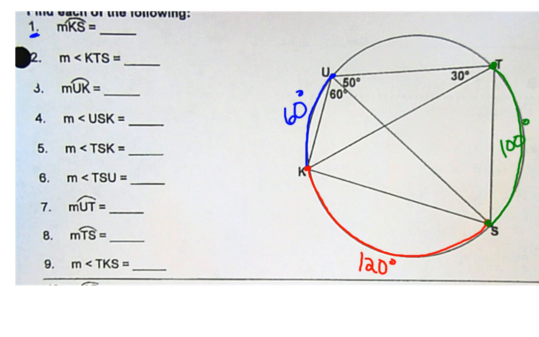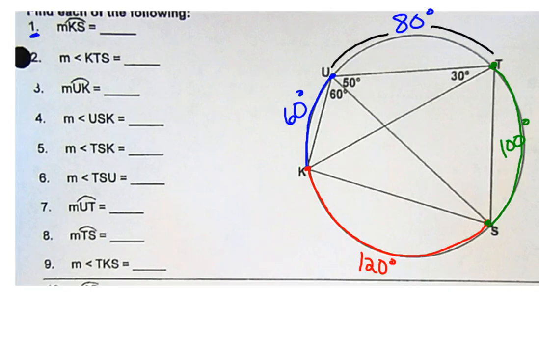So now I really only have one arc remaining. It's 360 degrees all the way around the circle. So I can take 360 minus 60 minus 120 minus 100, and that's going to give me 80 degrees for that part. So we'll do that for that part.